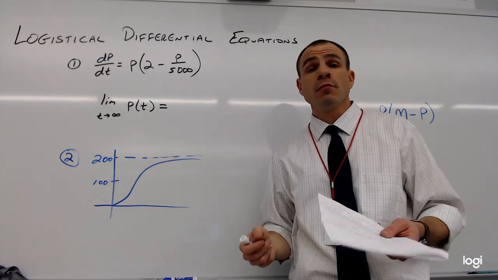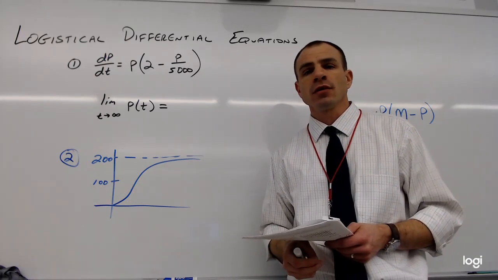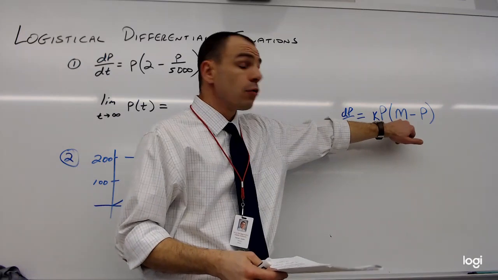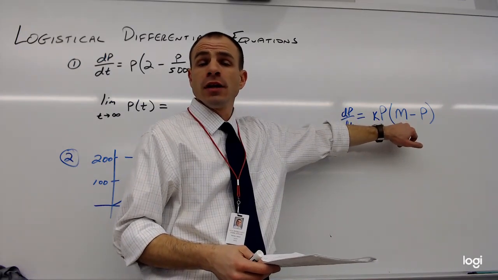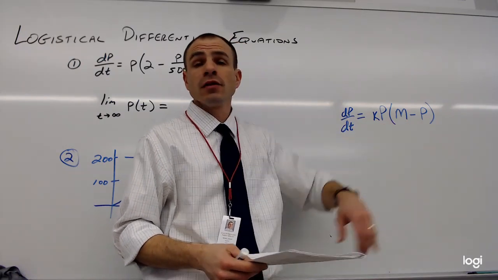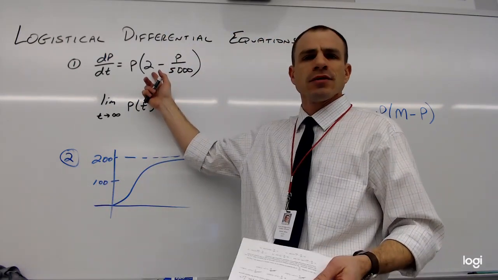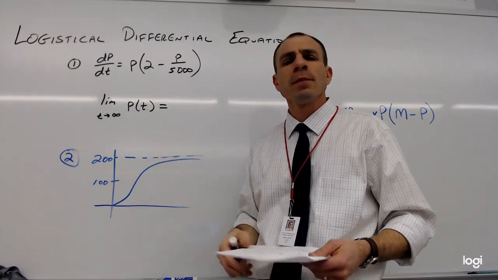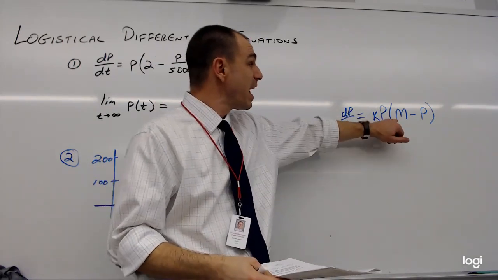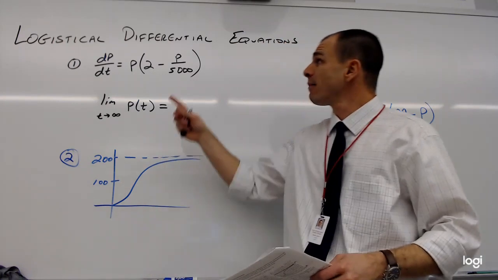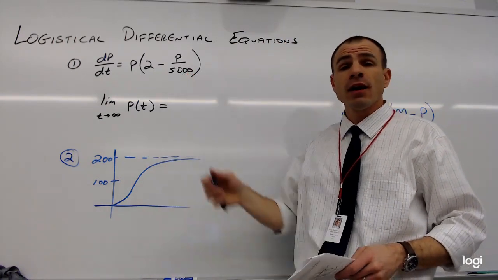to be equal to the maximum value of the population. Now, the maximum value of the population is located at the first part of the group inside the logistic differential equation. But looking at this, the maximum population is definitely not 2. So what's going on here? Well, the maximum population is M as long as the second term is just P. And right now we don't have that. We have P divided by 5,000.